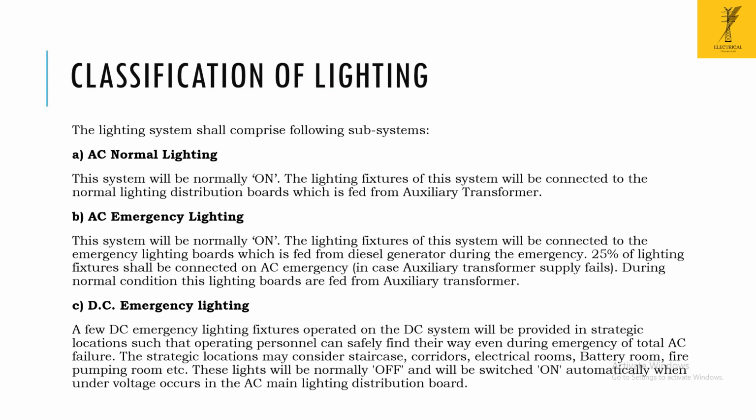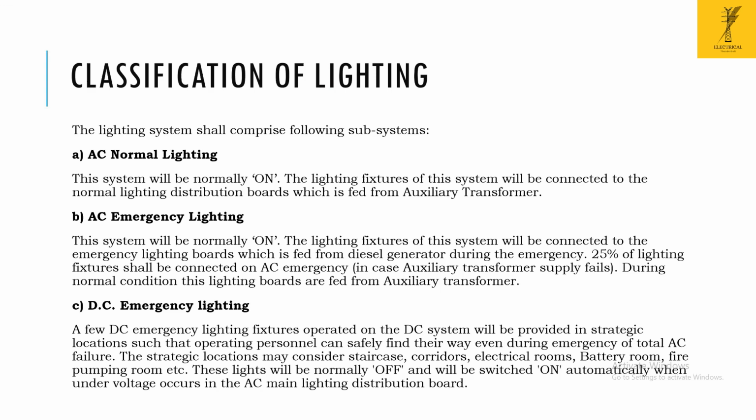The emergency one will be connected separately. Generally, we consider the emergency load on AC as 25% of the lights. Suppose in a room I have 4 lights; 1 light should be on emergency, connected to the DG set or an emergency source like UPS, in case my auxiliary transformer fails. Apart from this, if you want, you can place DC emergency lighting. In our projects, we are generally not using this. We are restricting to normal lighting and AC emergency lighting.